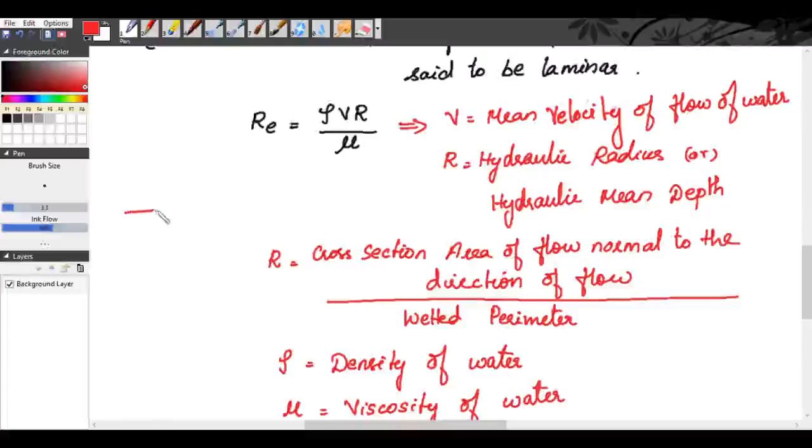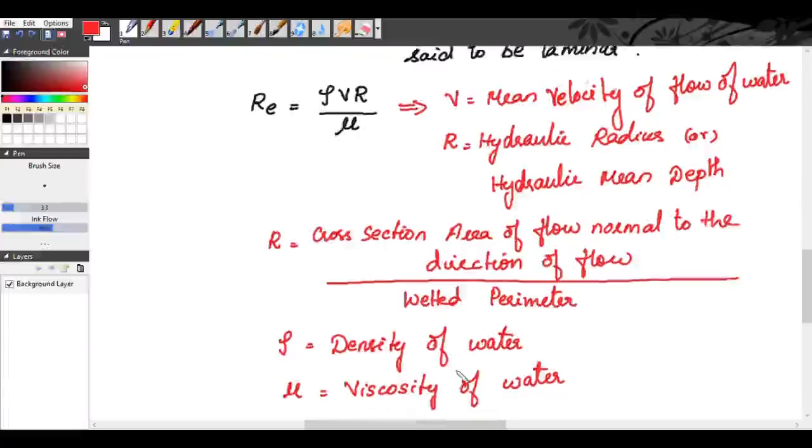So when you are taking a channel, when there is a flow in this direction, you are taking the cross section area of the flow normal to the direction of flow. So what is this cross section area? Cross section area of the flow normal, perpendicular to the direction of flow, divided by wetted perimeter. And rho is the density of water, mu is the viscosity of water or dynamic viscosity of water.